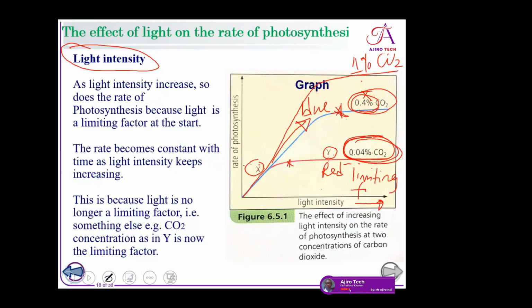Factor. How can you tell from the graph that carbon dioxide is limiting? Because when you further increase the concentration of carbon dioxide to 1%, the rate further what? Increase. Do you understand now? So at X and Y, carbon dioxide are both limiting what? Factors. Do you understand the idea now?